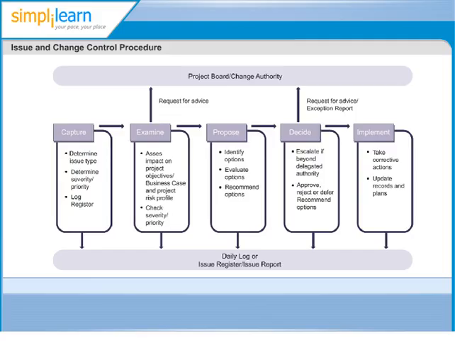The last step in the issue and change control procedure is to implement. Depending on the project board's decision, the project manager will take the necessary corrective action or create an exception plan. For example, updating work packages to incorporate the agreed changes or issuing an altogether new work package to take care of the change.